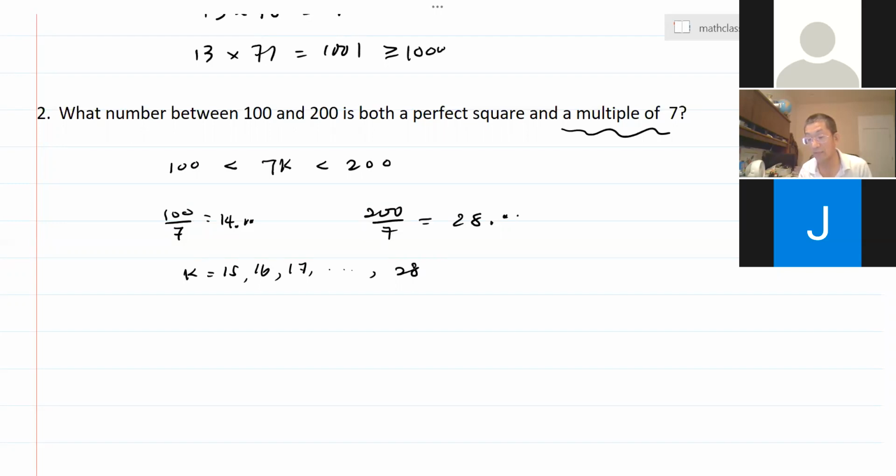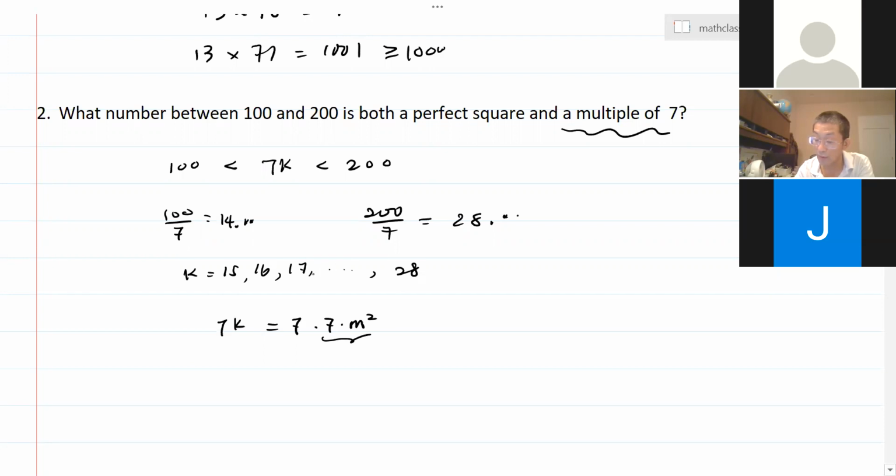Then you have to be careful, right? You have to have a factor of 7, because 7 itself cannot be a perfect square. So 7k is a perfect square, then it must be like 7 times 7 times something squared, right? So that number should be divisible by 7. We are going to talk about divisibility later on. So when you look at all those numbers, you have a few candidates for the number.